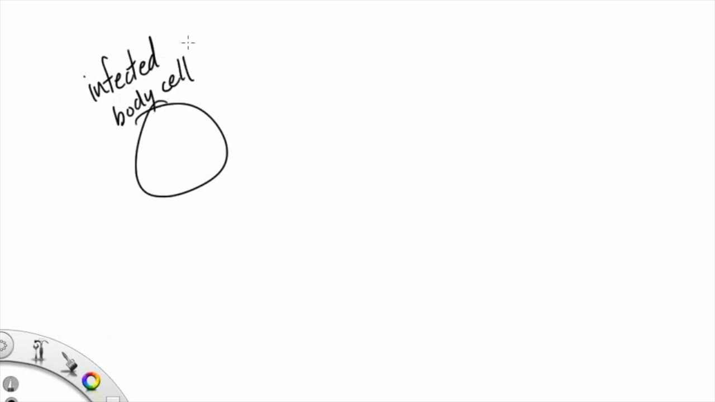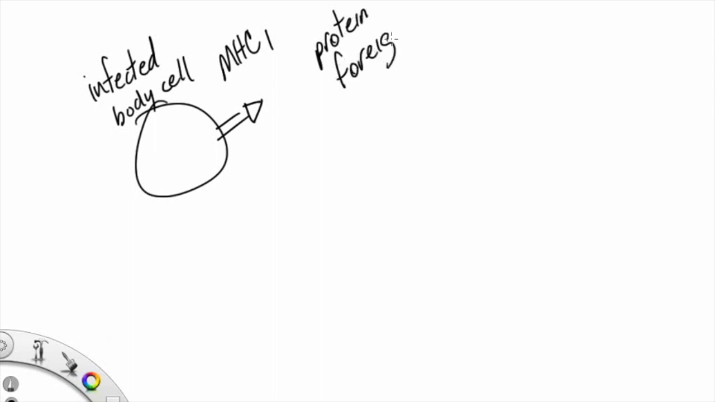I'm an infected body cell. Tell me what kind of surface marker I have. Surface marker first. MHC 1. What kind of protein do I have displayed there? A foreign protein that's being displayed.